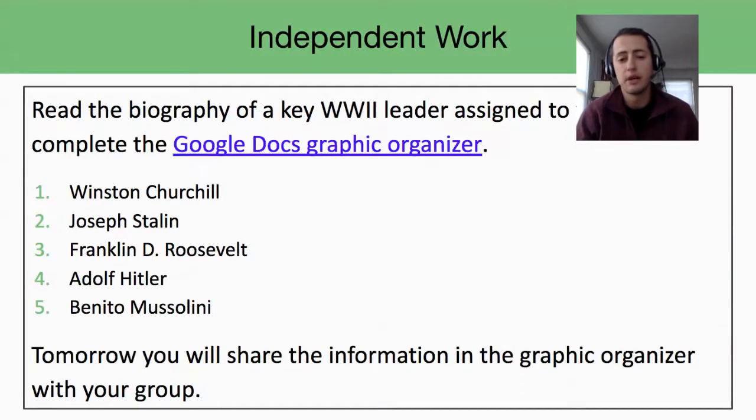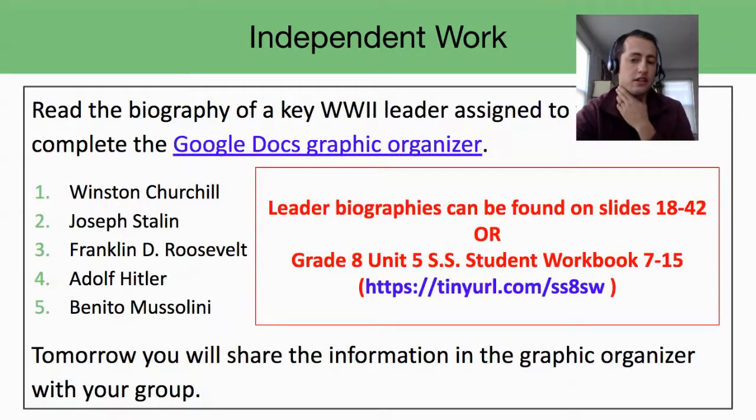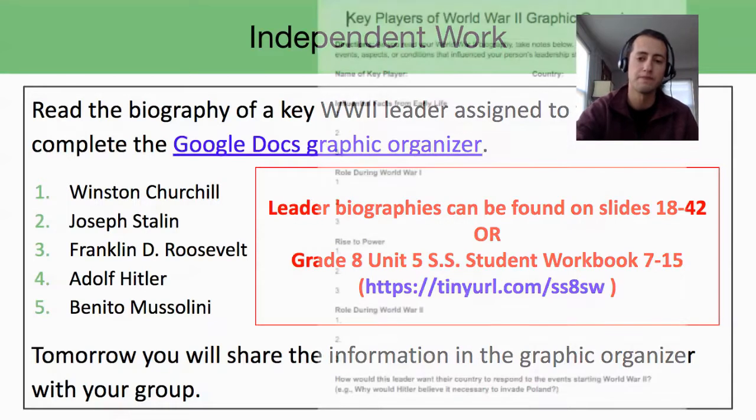So the next step is independent work. There are 5 World War II leaders listed, and students are going to be completing the Google Docs graphic organizer. You can, of course, adapt this however you want. The graphic organizer is available and linked into the slides, but they're also in the student workbooks. And the leader biographies can be found both in the slide deck and in the student workbook. But if you're going to use the student workbook, you can just delete those slides so that doesn't confuse students.